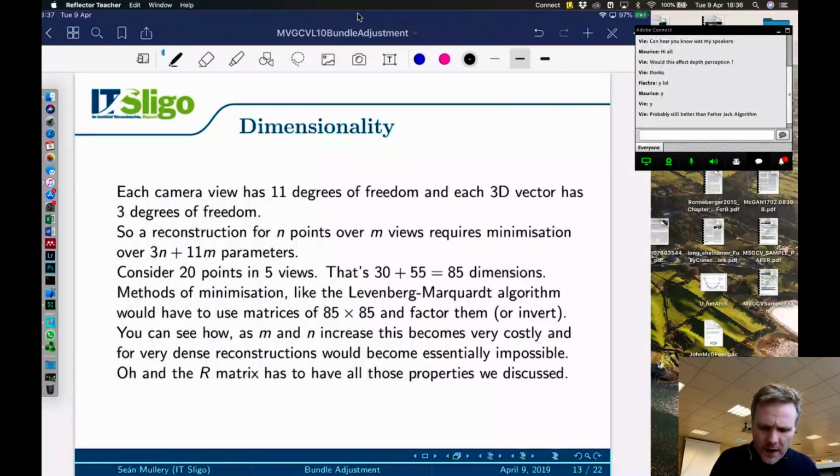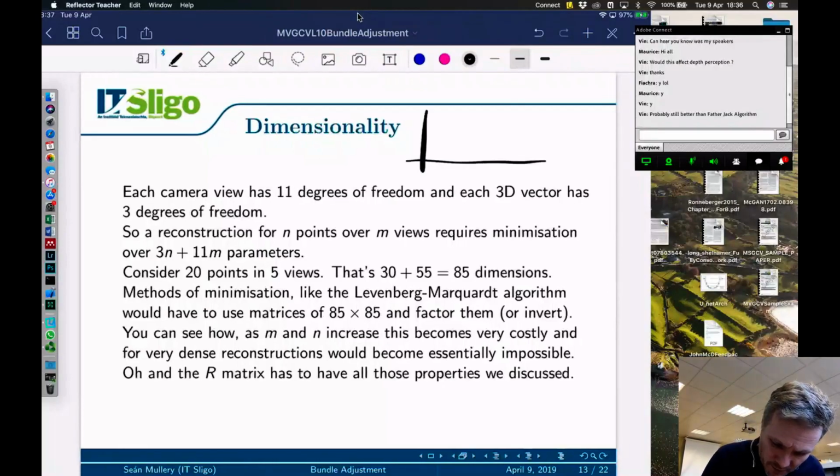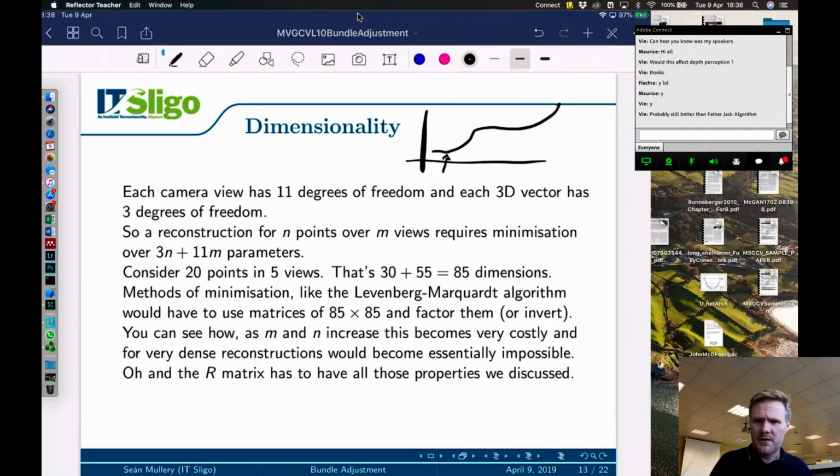Okay. So this brings us on to the dimensionality of the problem. Normally when we talk about minimizing something, we draw some sort of curve and try to find the minimum of the curve. But that is a one-dimensional curve, and what we're talking about here is a much larger problem with a much larger number of dimensions. Each camera view has 11 degrees of freedom, as we've seen previously, and each 3D vector has 3 degrees of freedom. So a reconstruction of n points over m views requires minimization over 3n plus 11m parameters.